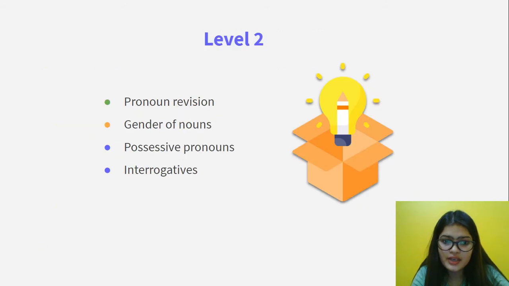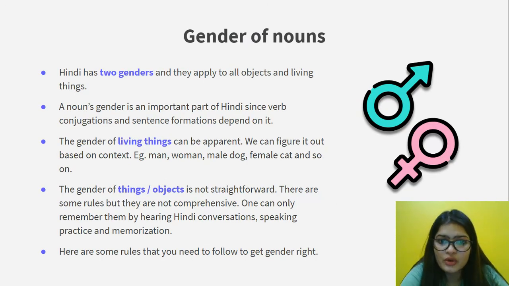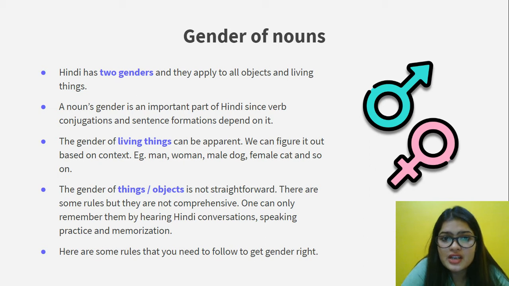The next topic, and the first topic of level 2, is gender of nouns. Now we have switched from pronouns. We have already done pronouns. Now we are coming into the core grammatical concept, which is nouns. So, gender of nouns. Hindi has two genders, as I had already mentioned in level 1 with a hint about it. Hindi has two genders and they apply to all objects and living things.